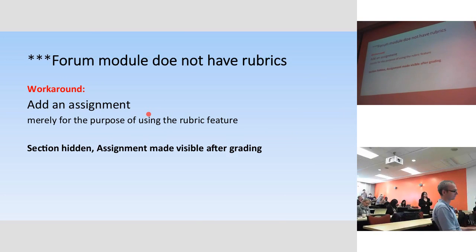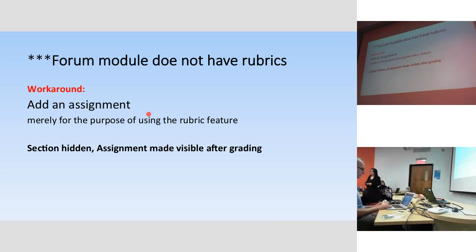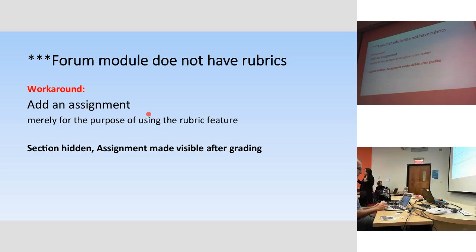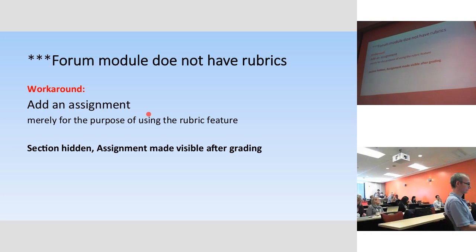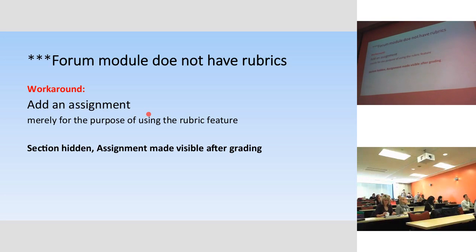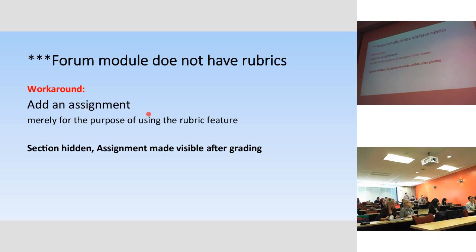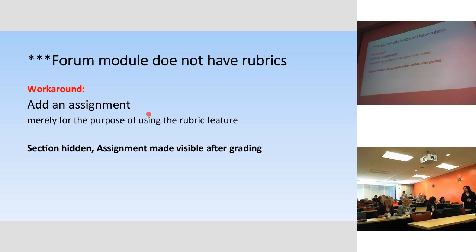We add it just for the purpose of using the rubric. So for that reason, we don't want students to see the assignment on their course page. If they see it, they get nervous, they click on it. Well, there's nowhere to submit or, they don't know what it is. So you hide the assignment. How do you hide it? You hide the section, actually.